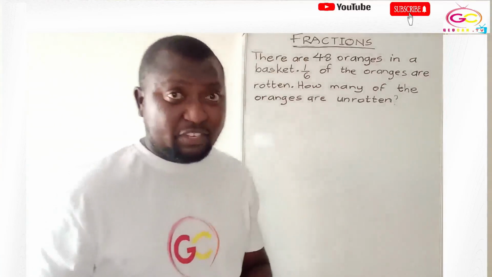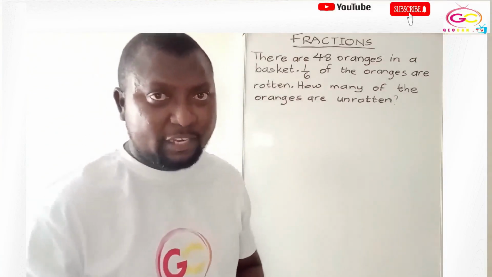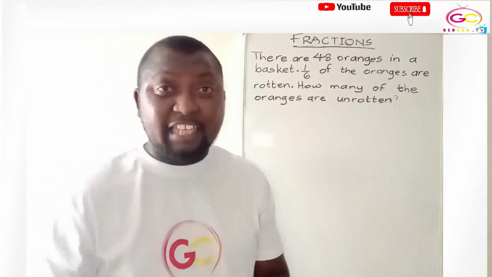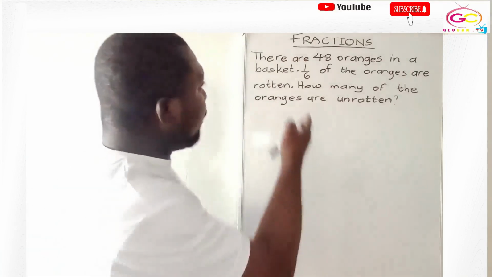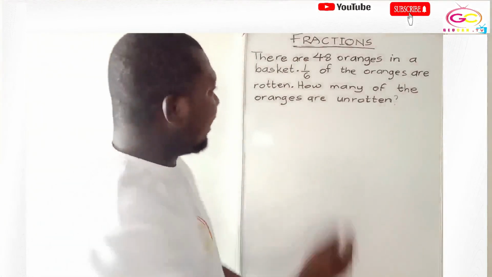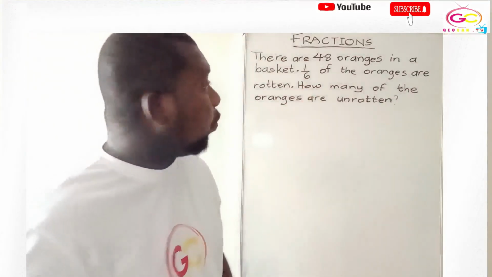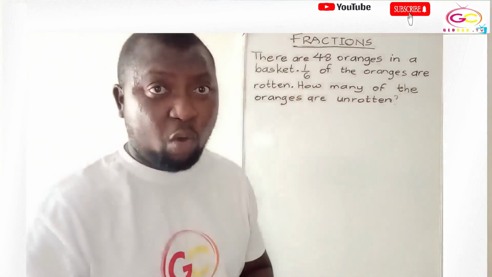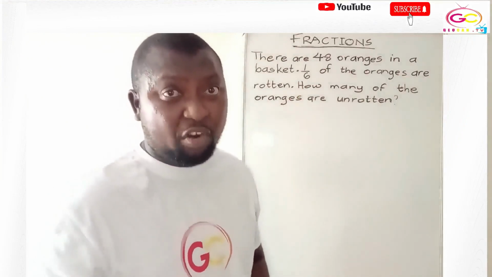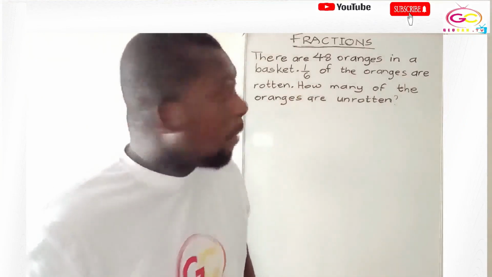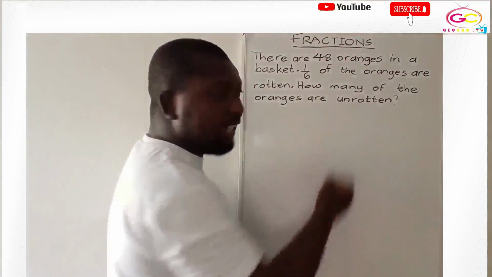Good. It's easy, right? Now, in tackling this question, we are going to use two methods. In the first method, since we know the fraction of oranges that is rotten, we multiply it with the total number of oranges, right? And that will give us the actual number of oranges that is rotten. But look at the question. What is the question expecting from us? The number of oranges which are unrotten.